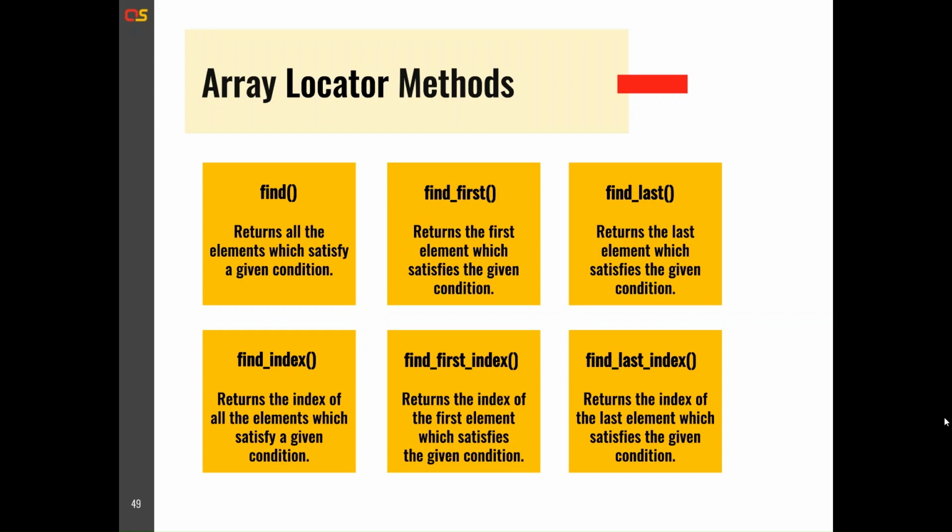Find index. It returns the indices of all elements satisfying the condition. It is used when indices of matching elements are needed for further processing. Next is find first index. It returns the index of the first element satisfying the condition. It retrieves the position of the first match.